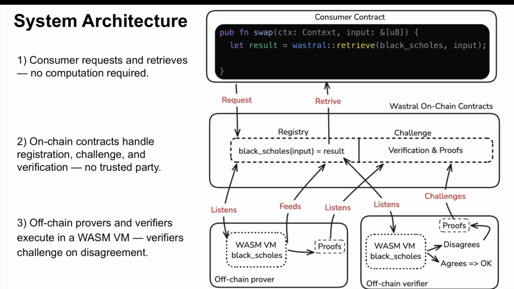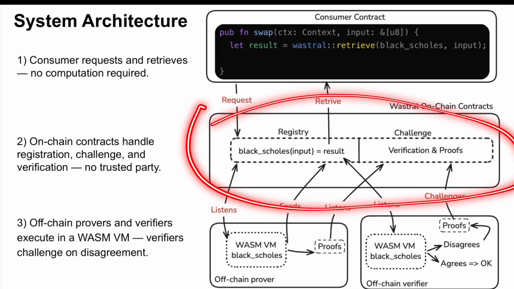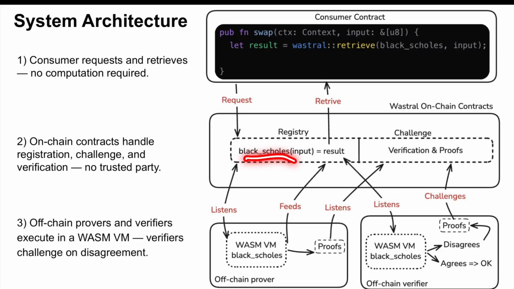Okay, so let's have a look at the high-level system architecture. Basically, we have three layers: consumer contract, Wastral contracts, and the off-chain component. In the consumer contract, the consumer does nothing but retrieve the result, just like a pricing oracle. It retrieves from the Wastral on-chain contracts. And imagine this contract is like a huge mapping of algorithm input and result, which is fed by a third component, which is the off-chain prover.